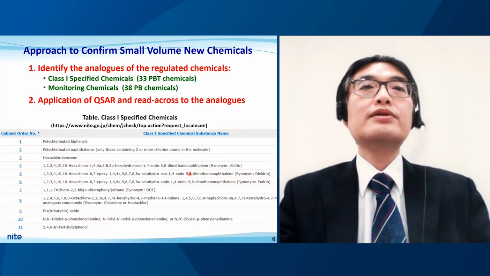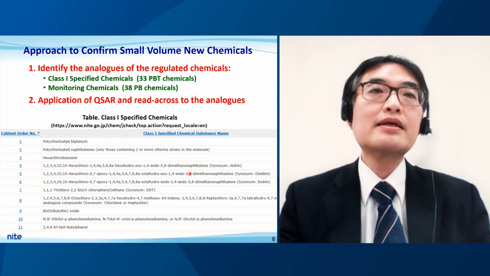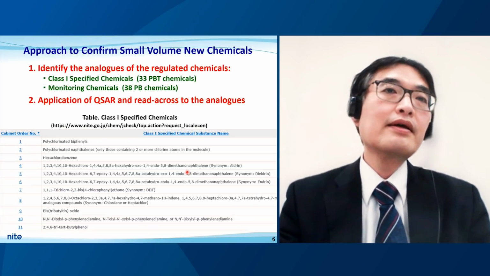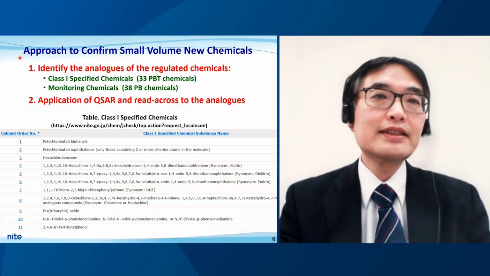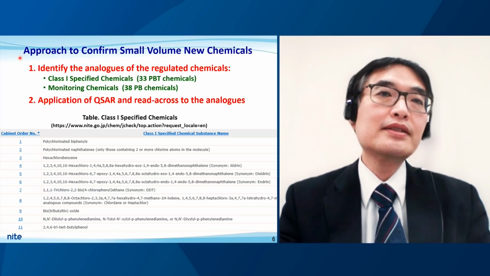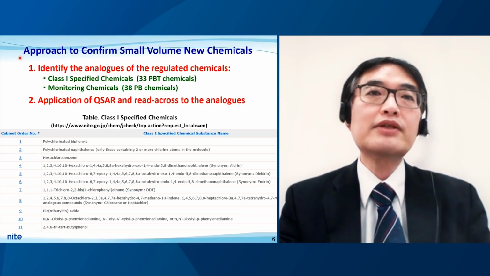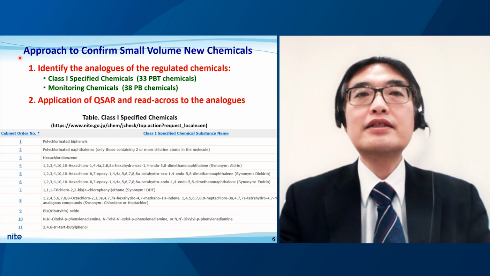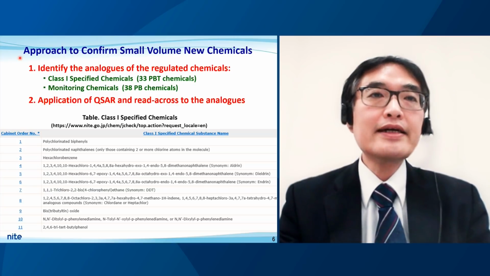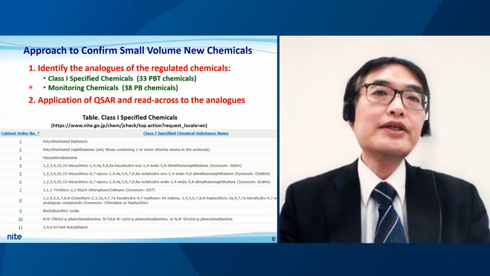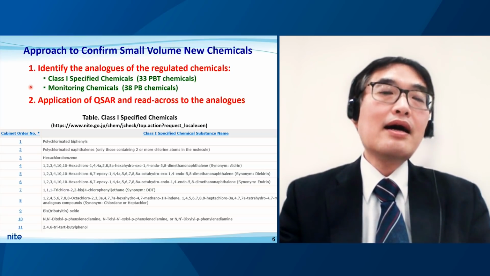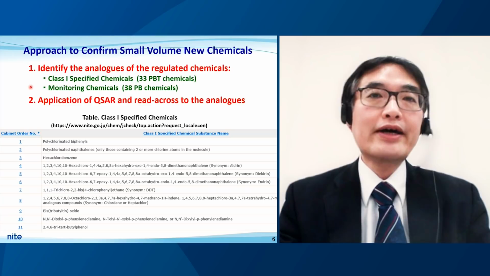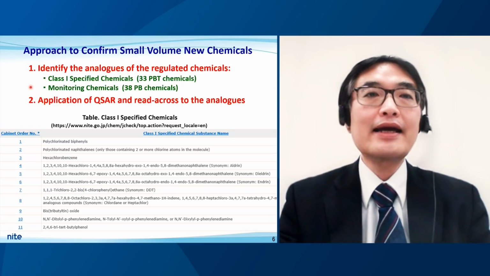The approach to confirm small volume new chemicals consists of two steps. First, we identify the analogs of the regulated chemicals. There are two target categories. One is the Class I specified chemicals, which contains 33 PBT chemicals. The other is monitoring chemicals, containing 38 PB chemicals. And then we apply QSAR and read-across to the analogs identified.